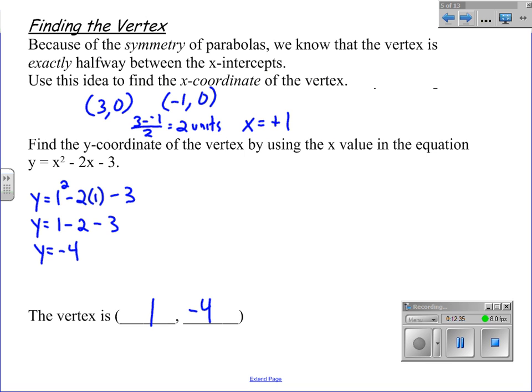We now have our 2 x-intercepts and our vertex. That's awesome. Okay? Any questions? All right.